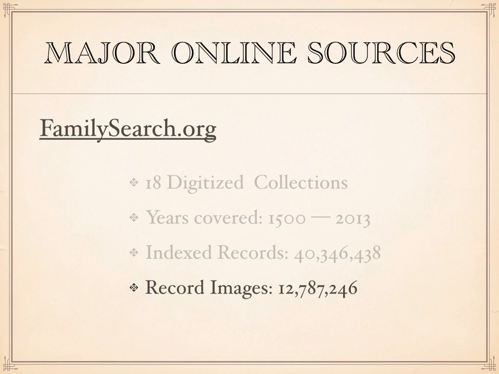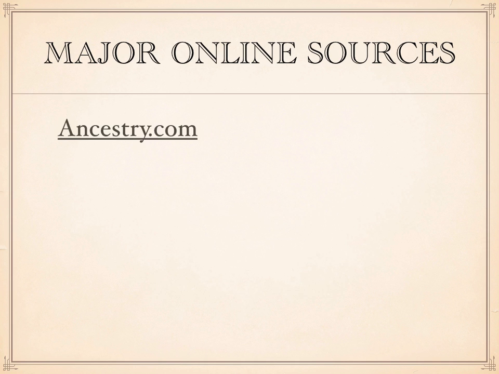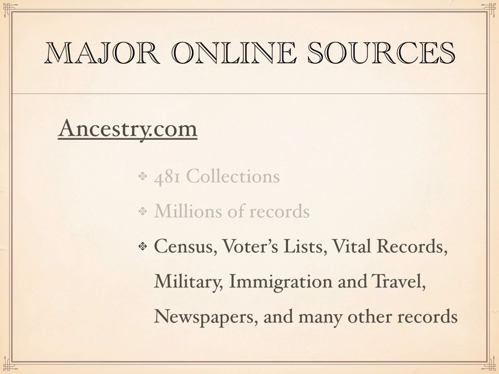You also need to remember that many of the records for Scotland and England and the rest of the United Kingdom are still on microfilm. And so it's important to check the FamilySearch.org catalog and look for the place where your ancestors lived to find additional records. Other major online record sources include Ancestry.com. They have 481 collections for Scottish records that includes millions of records. These records include census, voters lists, vital records, military, immigration and travel records, newspapers, and many other types.